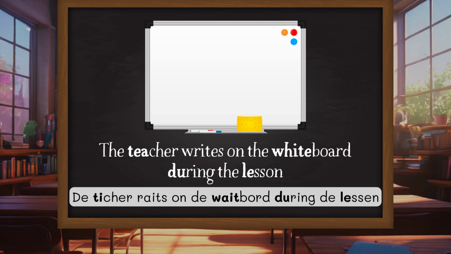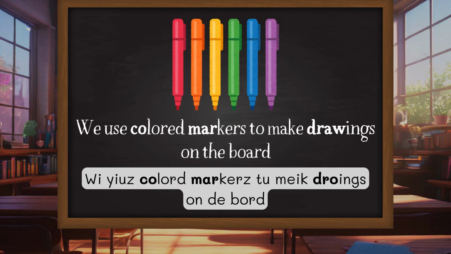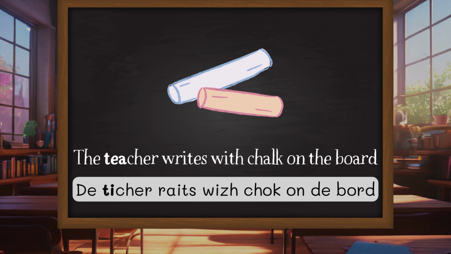Whiteboard. The teacher writes on the whiteboard during the lesson. Chalkboard. The teacher writes the instructions on the chalkboard. Markers. We use colored markers to make drawings on the board. Chalk. The teacher writes with chalk on the board.